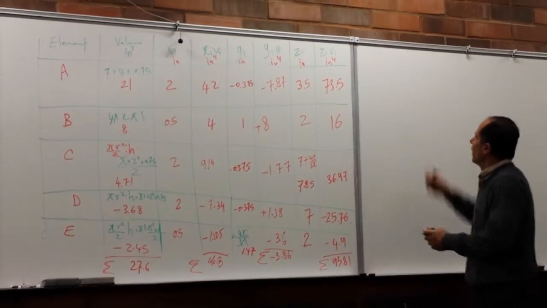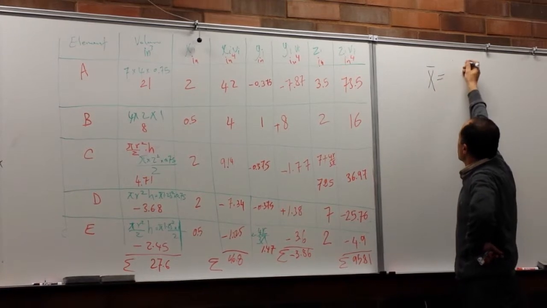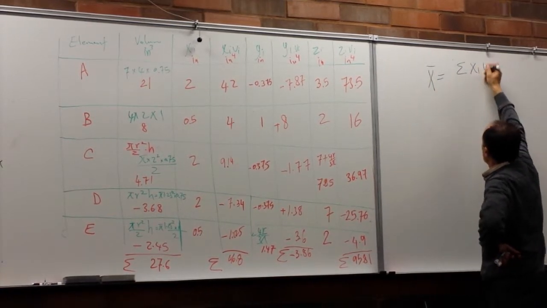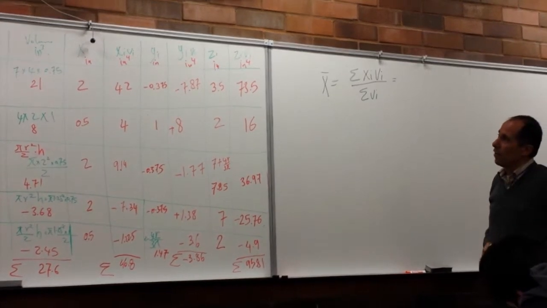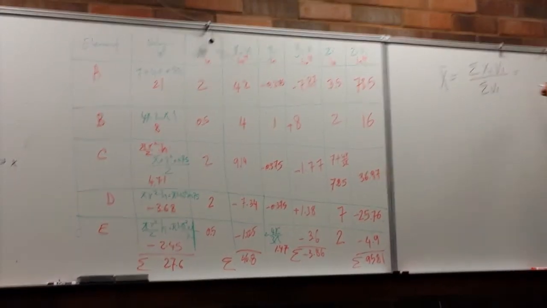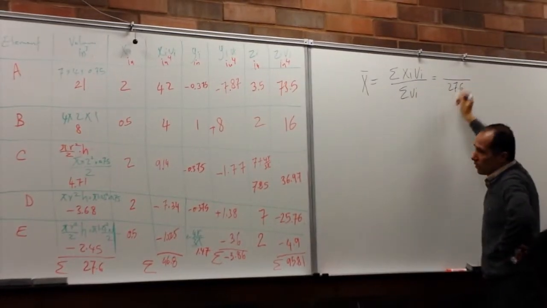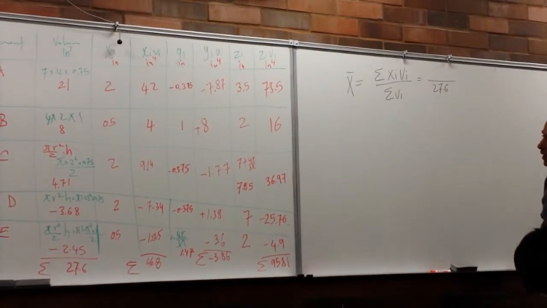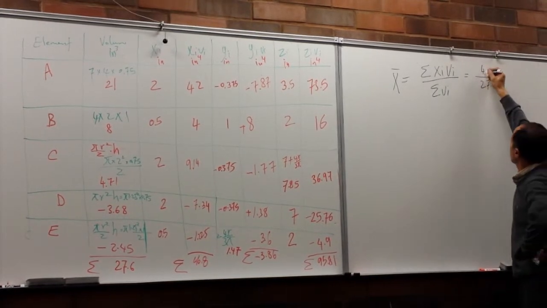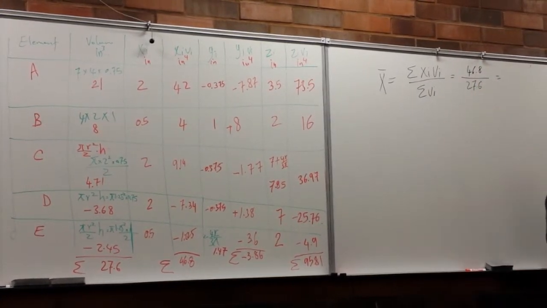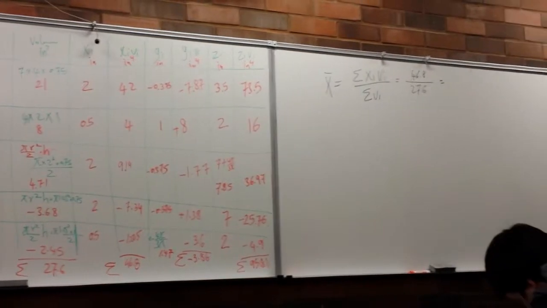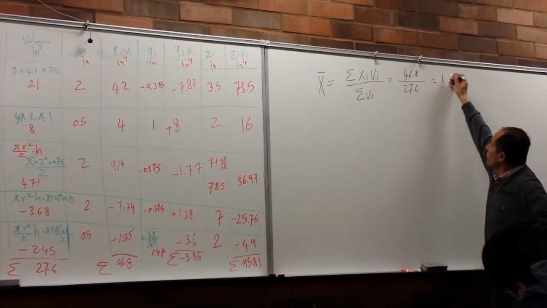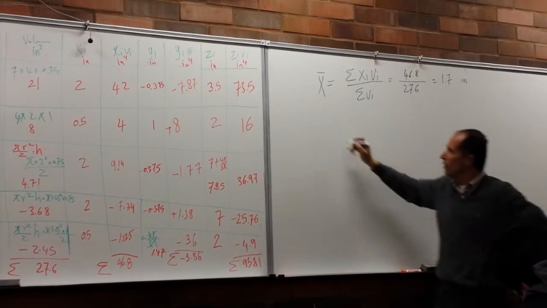Let's look at x bar equal sum of xi vi over sum of vi. The vi total is 27.6, and xi vi is 46.8. What is this? 1.7 inches.